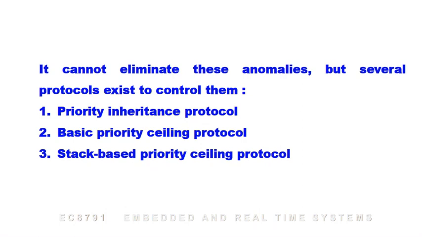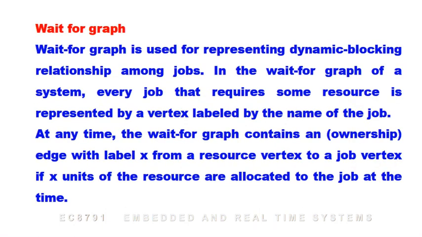Priority inheritance protocol, basic priority ceiling protocol, stack-based priority ceiling protocol. Wait-for graph. Wait-for graph is used for representing dynamic blocking relationship among jobs. In the wait-for graph of a system, every job that requires some resource is represented by a vertex labeled by the name of the job.